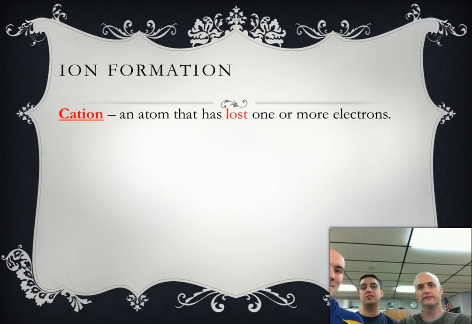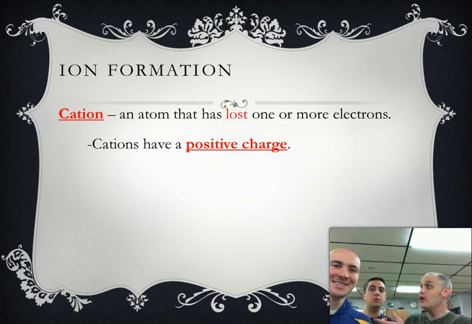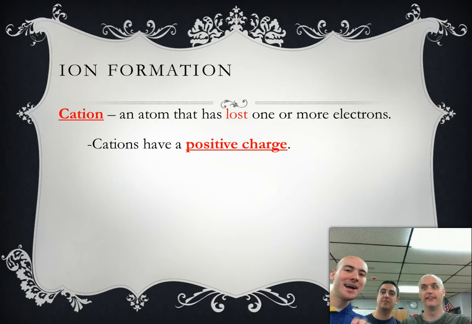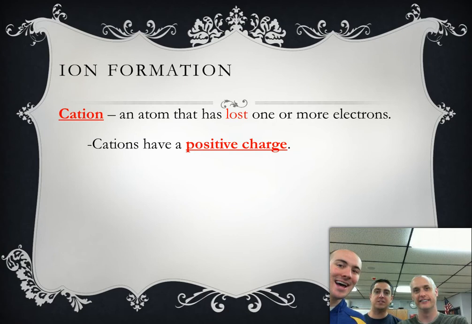So a cation is what we get when you've lost your electrons and you've become positive. So they each get positive charges. Here's the way to remember this. Cations are positive. I will never forget that now. That was really good. So once again, cations are positive.